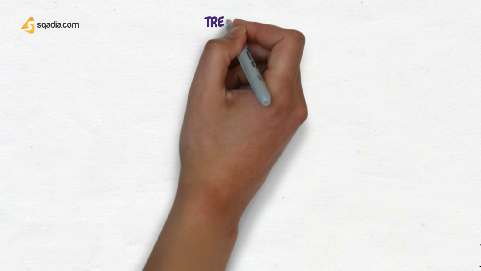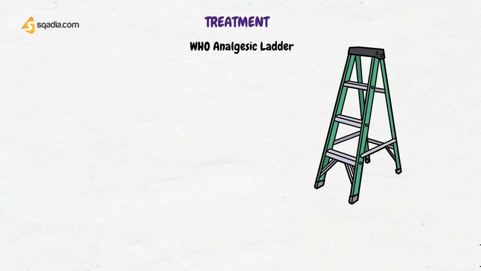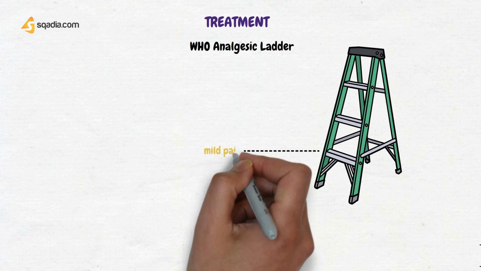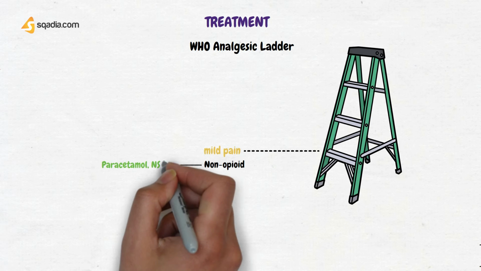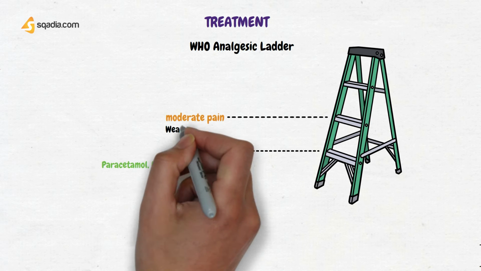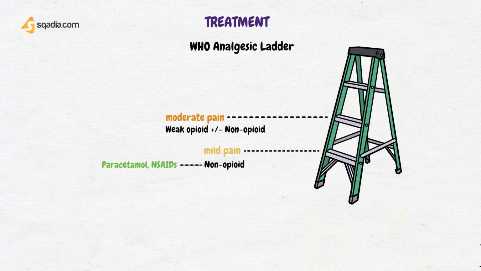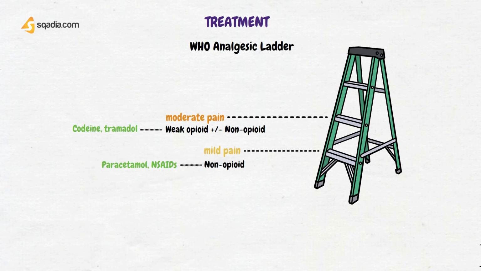Unsurprisingly, leg pain is treated by analgesics, and the WHO analgesic ladder is often used to aid in choosing the right analgesic. So for mild pain, non-opioids such as paracetamol or NSAIDs are used. For moderate pain, weak opioid is combined with a non-opioid. Weak opioids include codeine or tramadol.